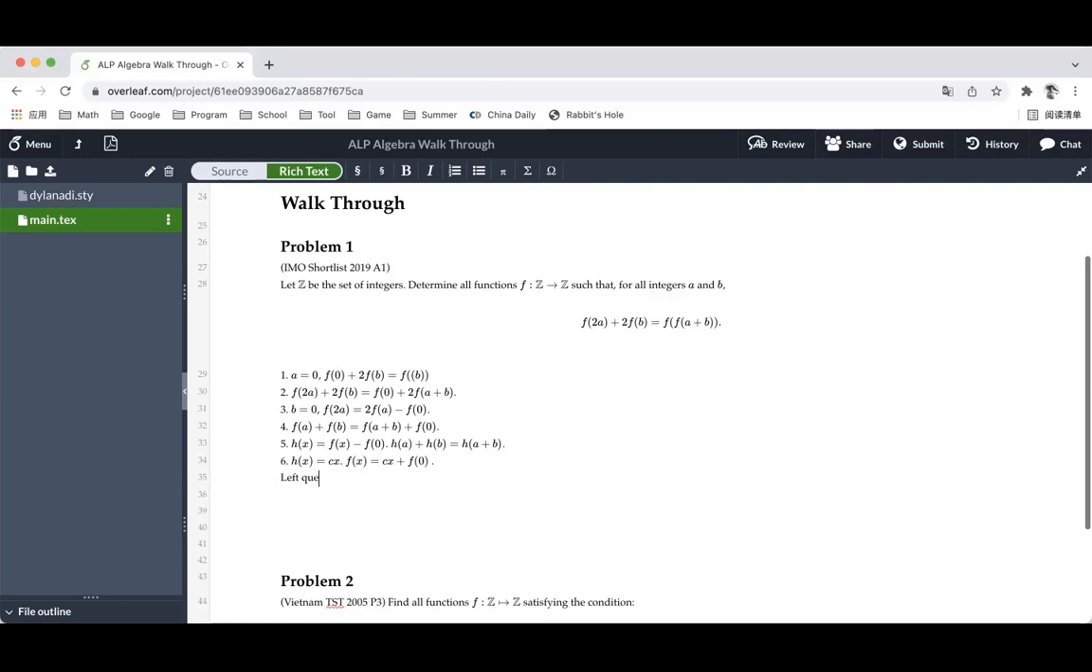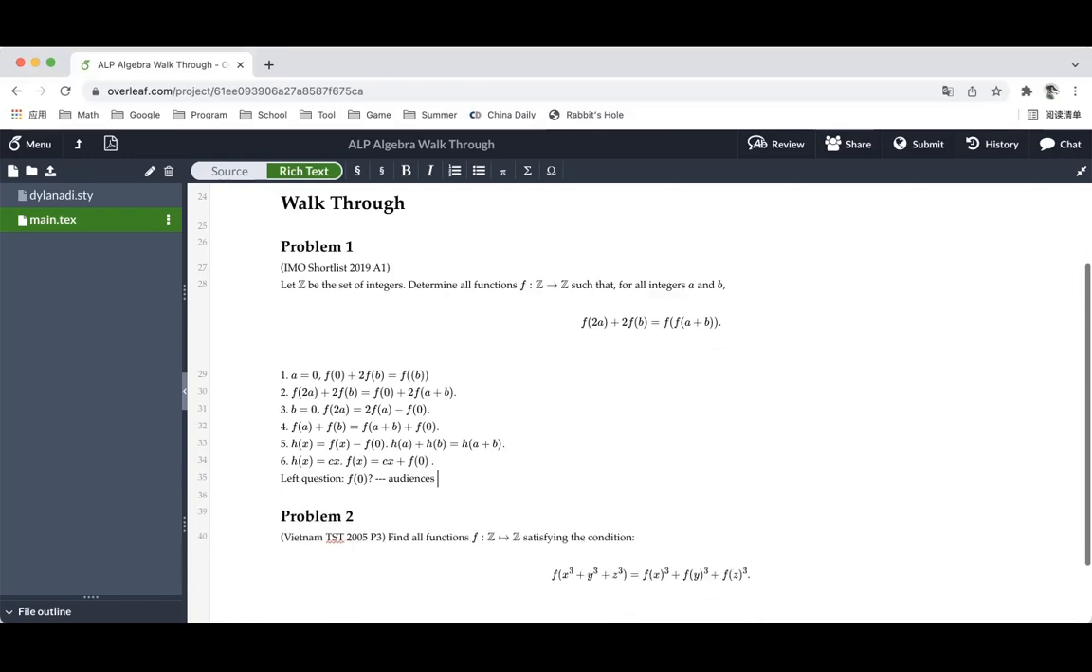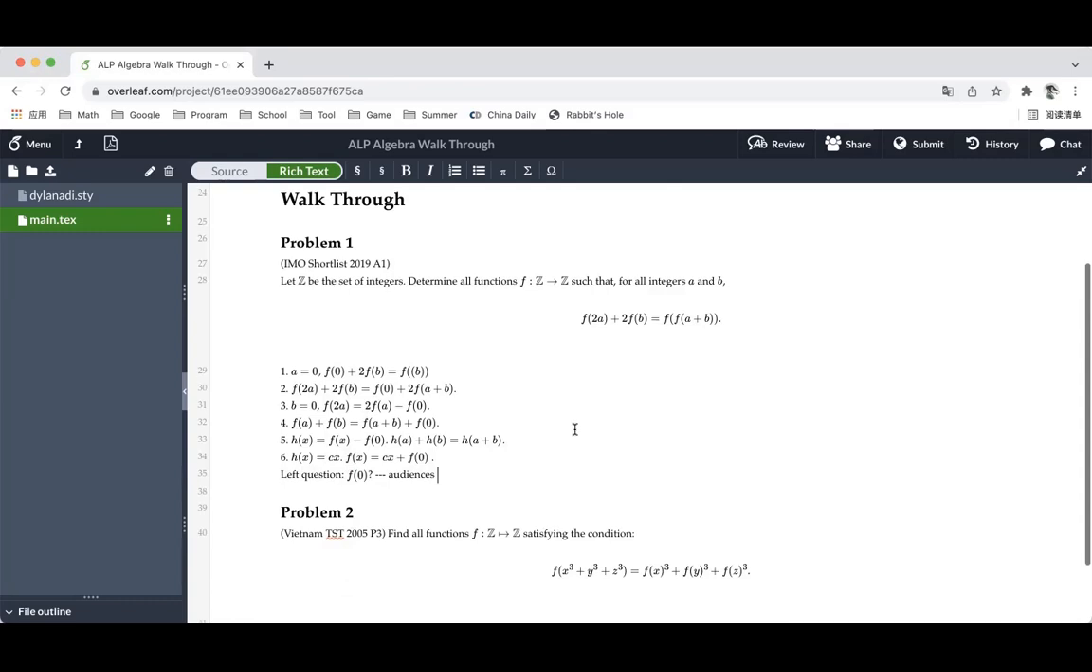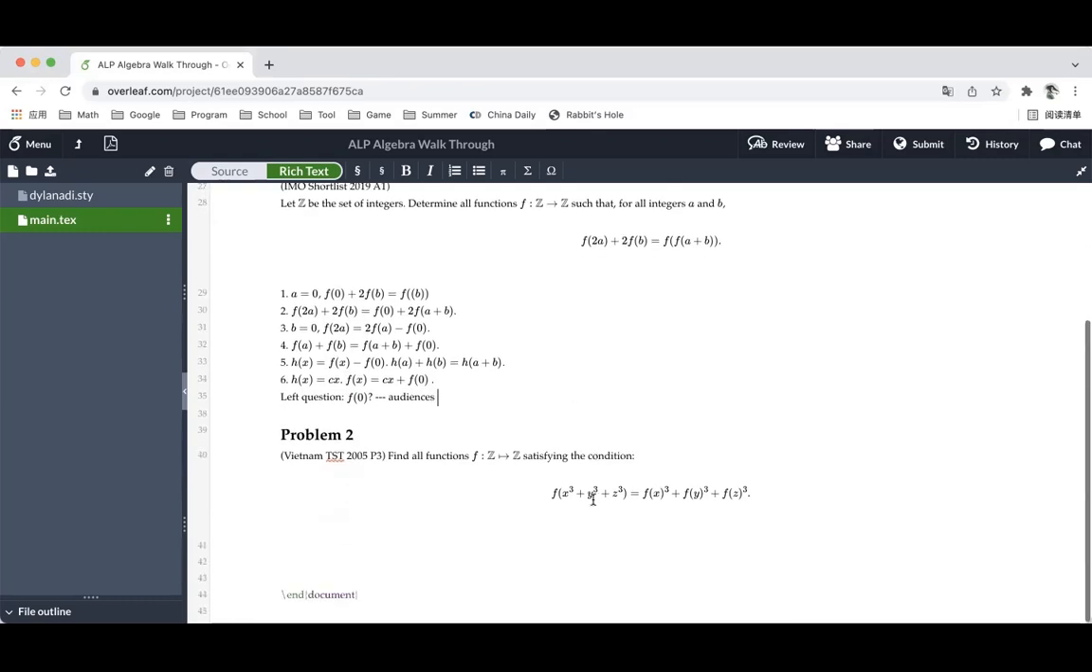Now we want to find the value of f(0). We get it, the problem is basically done, but I will just leave it for the audience because I do not want to leak everything at once. You can try to find f(0) because it is not hard at all.